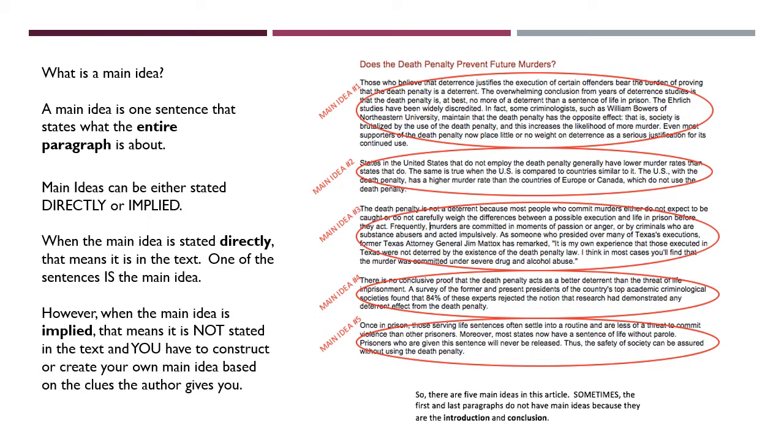However, when the main idea is implied and it is not stated directly, that means that the author did not state the main idea in the paragraph, and none of the sentences is the main idea. You have to construct or create your own main idea based on the clues that the author gives you. We're going to look in a little bit more detail about main ideas stated directly and implied main ideas in the next couple of slides.